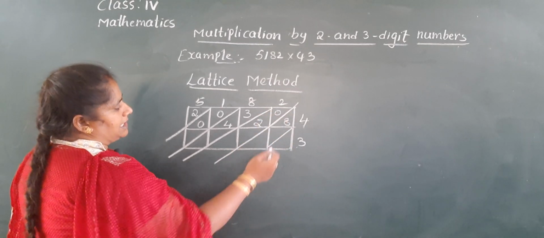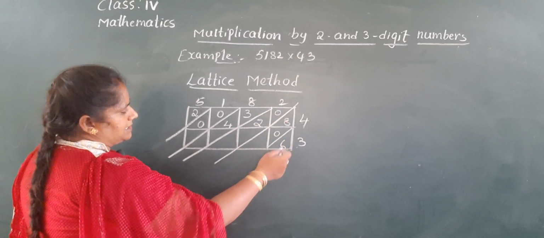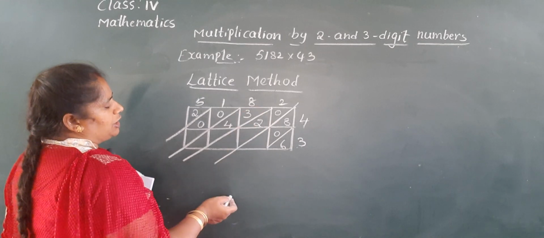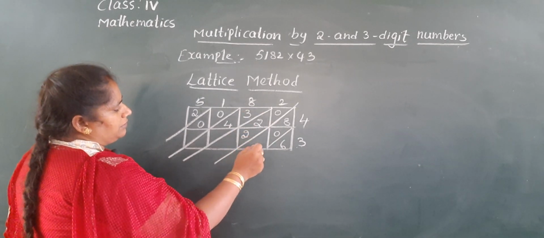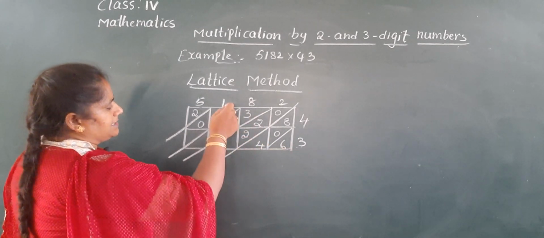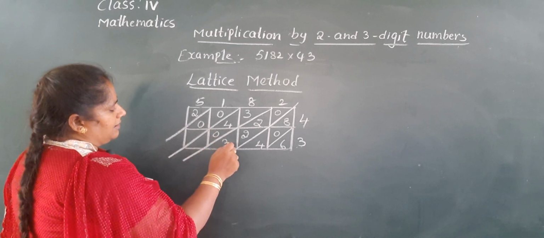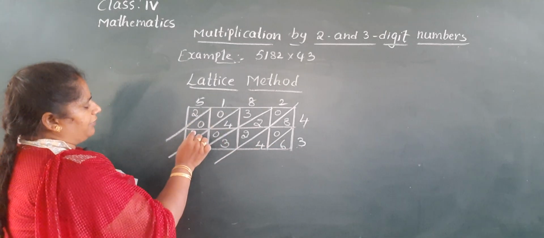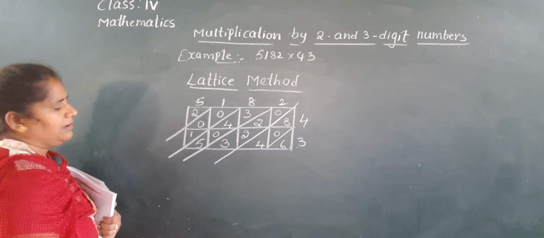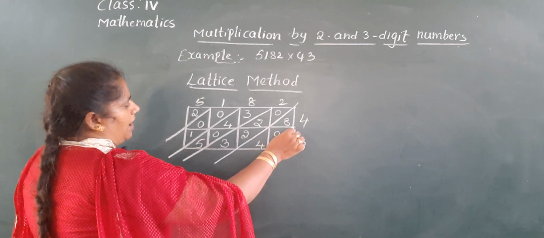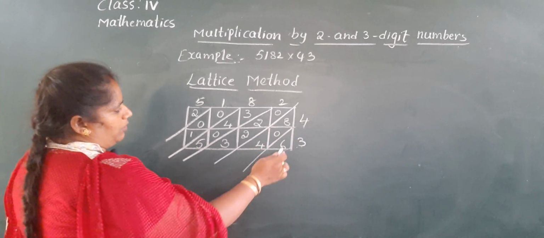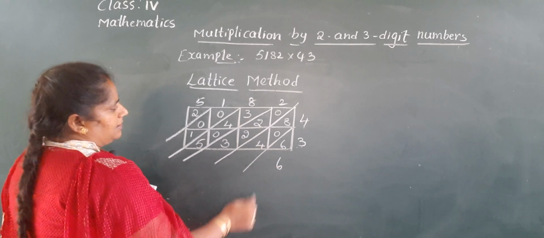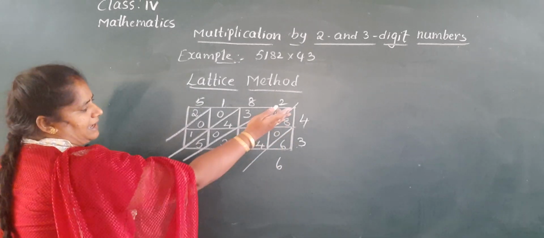Now multiply by 3. 3 2s are 6. 0, 6. 3 8s are 24. 2, 4. 3 1s are 3. 3 5s are 15. Okay. After multiplication, you add the numbers in the rectangular boxes. What is there here? 6.